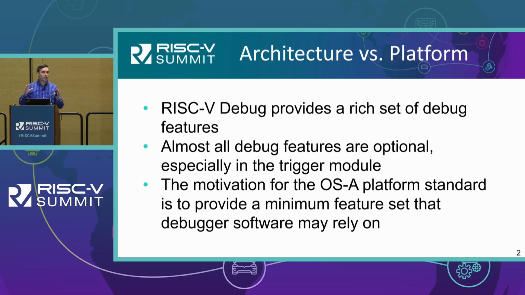So in this talk, I'm going to go through the architecture and give some of the architecture features, and then at each step, I'm going to talk about what the OSA platform mandates. And one thing I do want to note is the OSA platform is not yet ratified, but the debug feature set has been there for 6 months, has been stable, and there actually haven't been any changes. So I expect it to move through mostly unchanged, if not entirely unchanged.